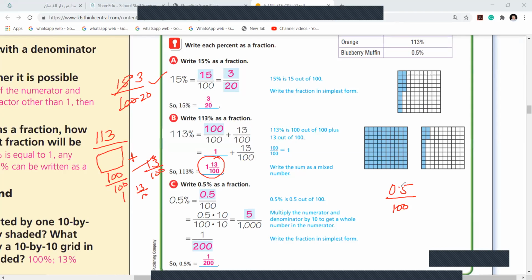You know, when you want to remove a point, it means there has to be one 0 in the denominator.